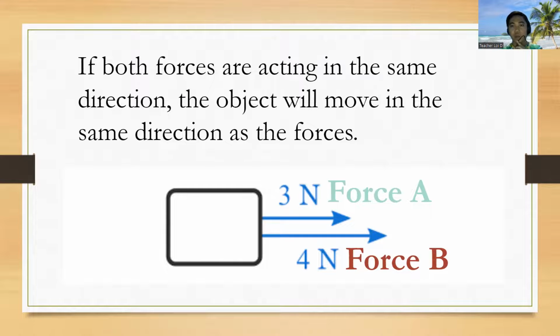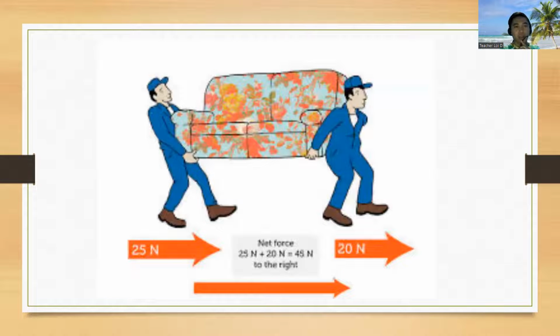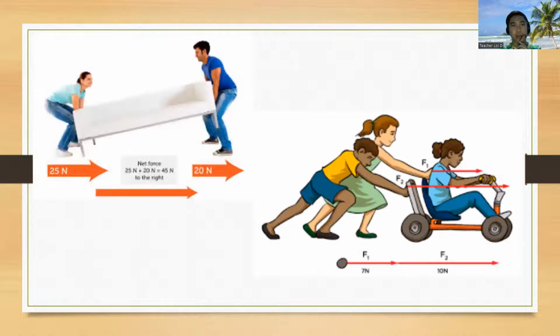So to the right siya mapupunta. For example, 25N to the right plus 20N to the right. Ang resultant force niya or yung sum is 45 Newton to the right. Yan, ito po yung other examples. 25 Newton to the right and 20 Newton to the right is equal to 45 Newton to the right. Okay?